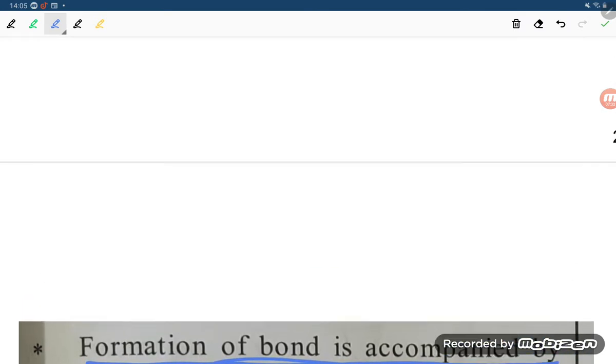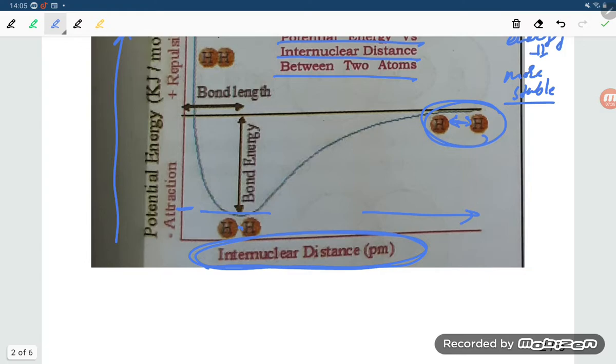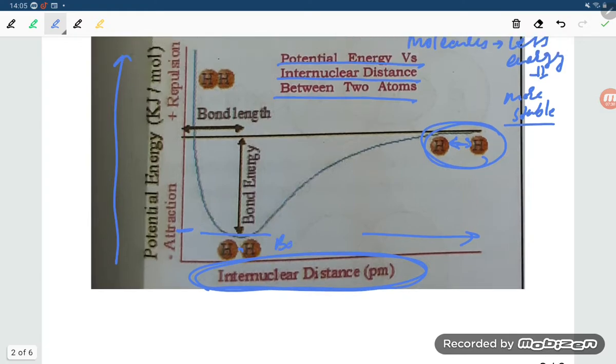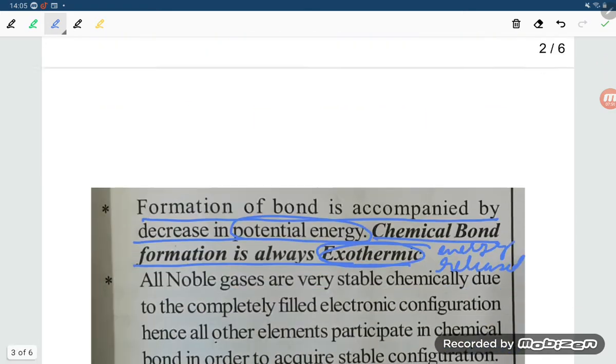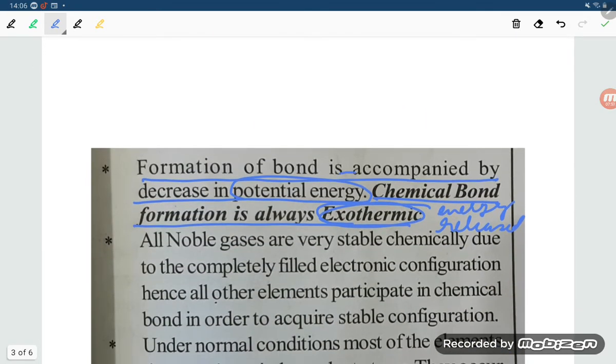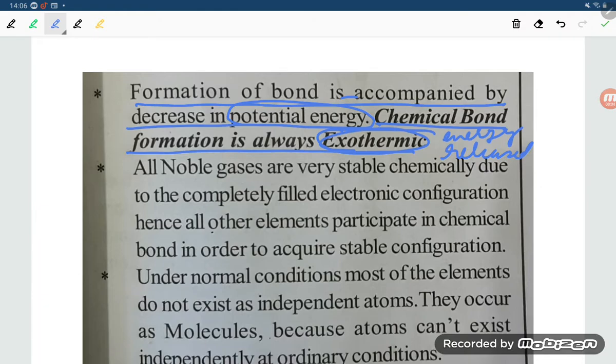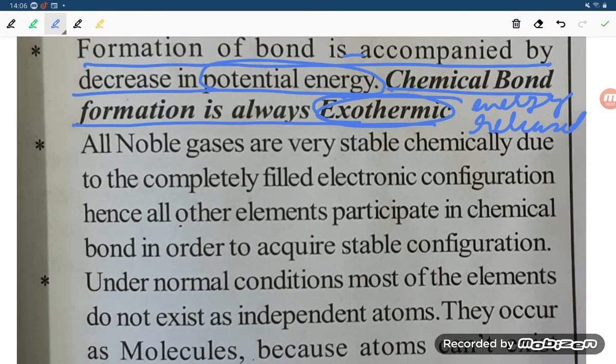Next, you see this is the bond formation, student. Bond formation means the molecular form H2, and this is the atomic form. The potential energy of the atomic form is very high, but when the potential energy is less, a chemical bond is formed. That is the same point: the formation of bond is accompanied by decrease in potential energy. Chemical bond formation is always exothermic, meaning whenever a chemical bond is formed, energy is released.